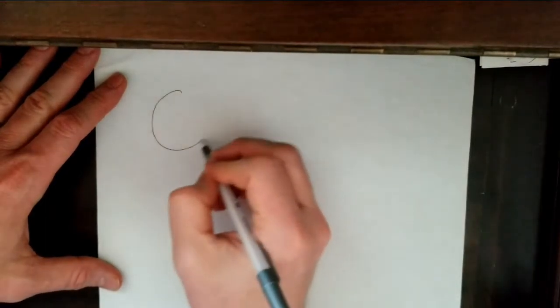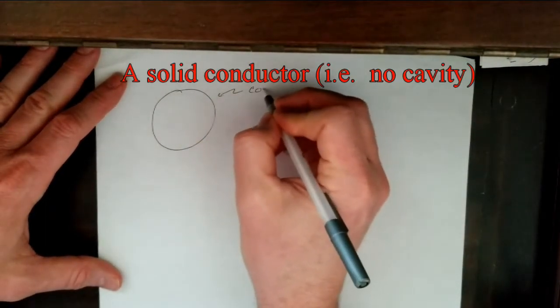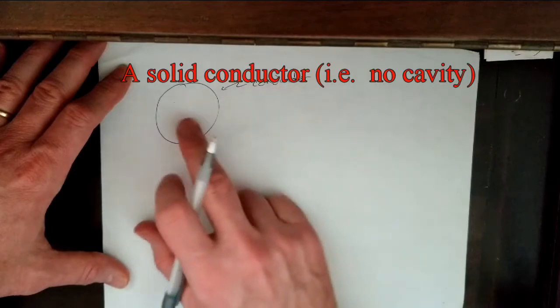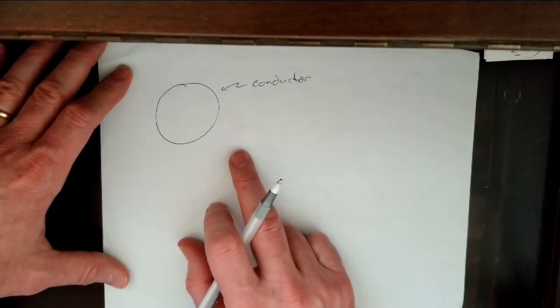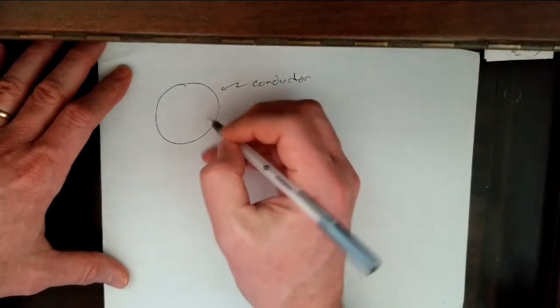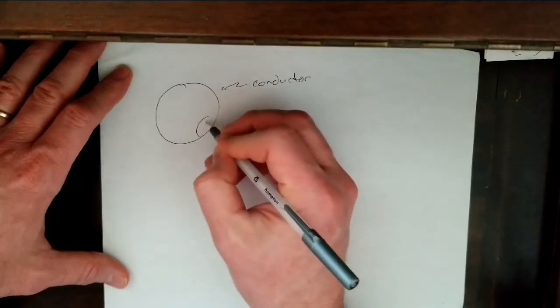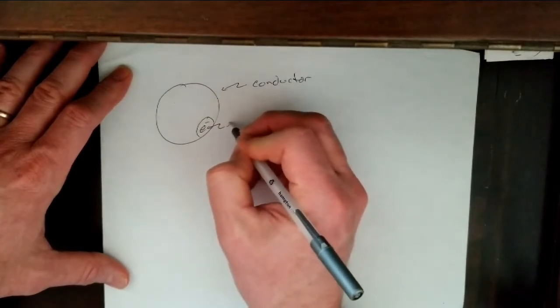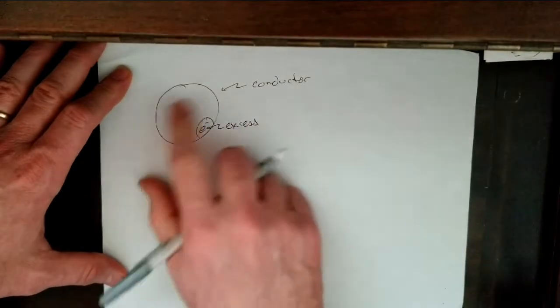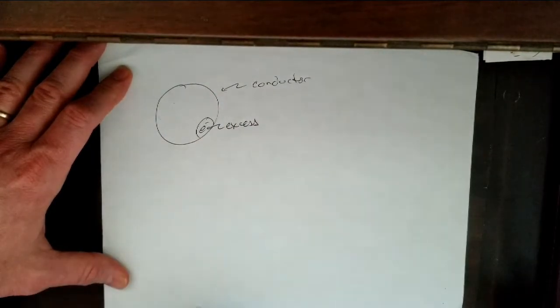Assume that I have a conductor here. Because it's a conductor, the electrons will move freely. So what I'm going to do is throw a whole bunch of excess electrons right here. It already was balanced, and I just threw a bunch of electrons right here.